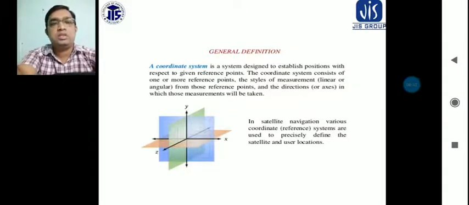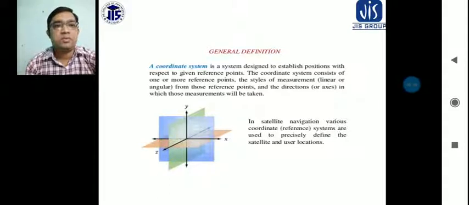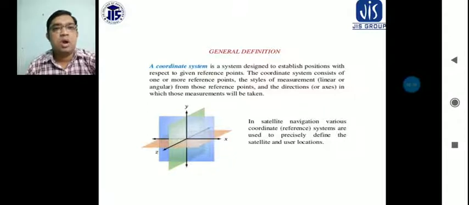And a coordinate system consists of one or more reference points, the systems of measurements, linear or angular, from those reference points, and the directions or axes in which those measurements will be taken.